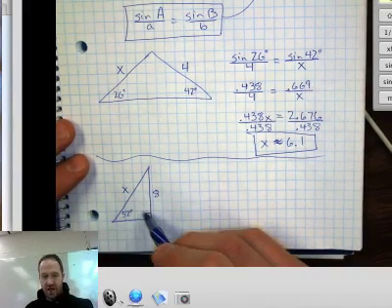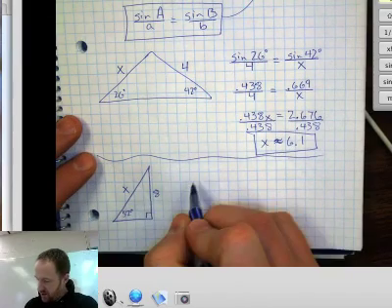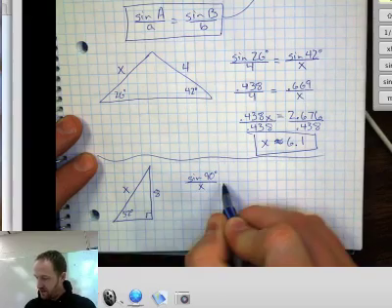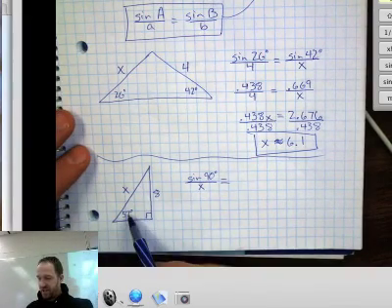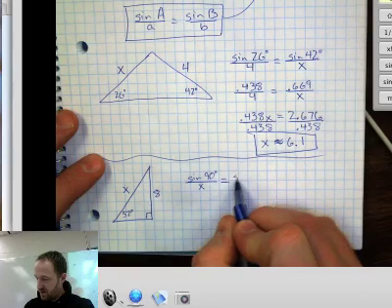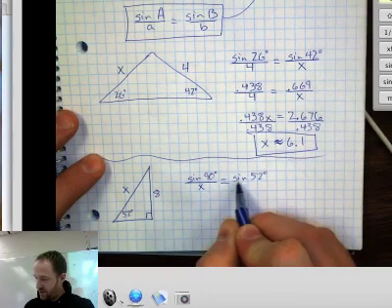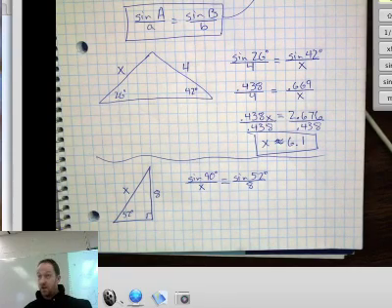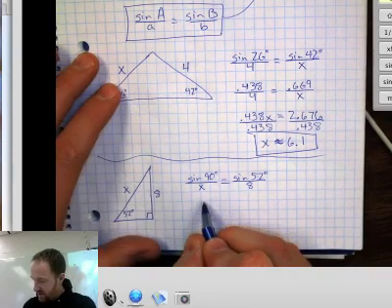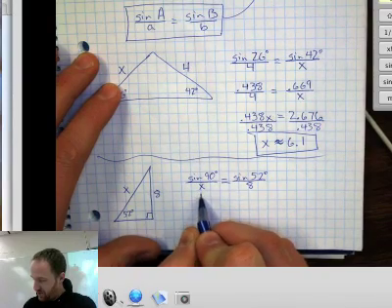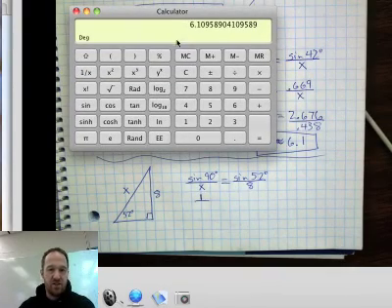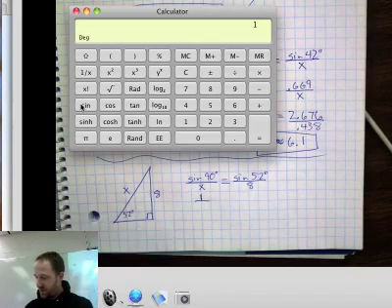So the 90 degrees and the x are opposite each other. So let's do sine of 90 degrees and x. And the 52 degrees and the 8 are opposite each other. So sine of 52 degrees over 8. And now we've got our equation. Let's see, the sine of 90, I've taken a few more math courses than geometry, so I know that's 1. If you don't believe me, let's check it out. 90 sine, oh, there it is, 1.